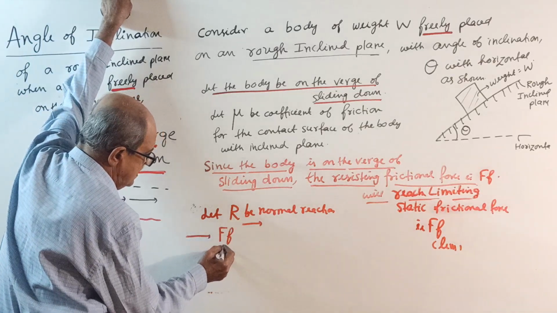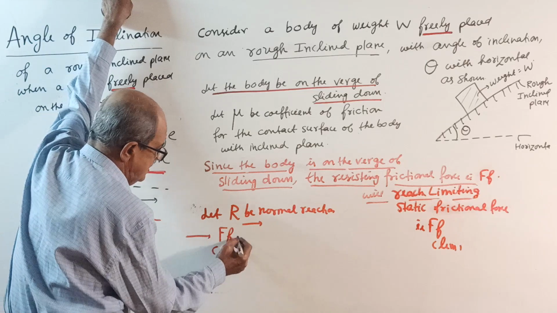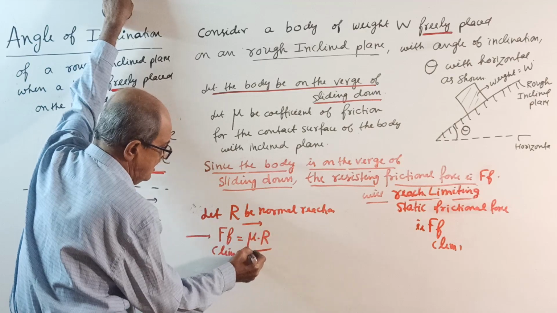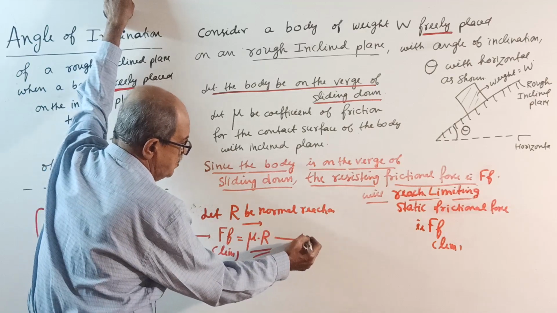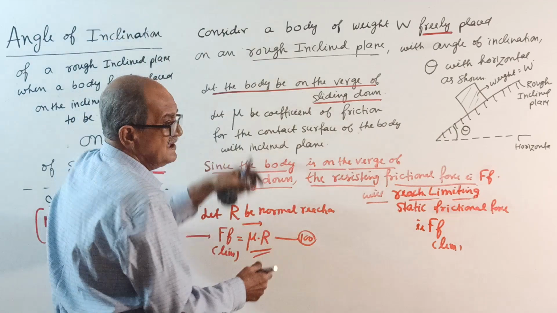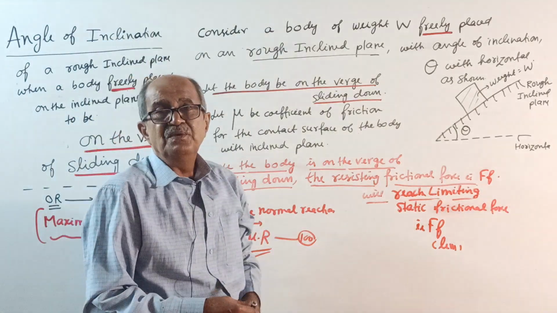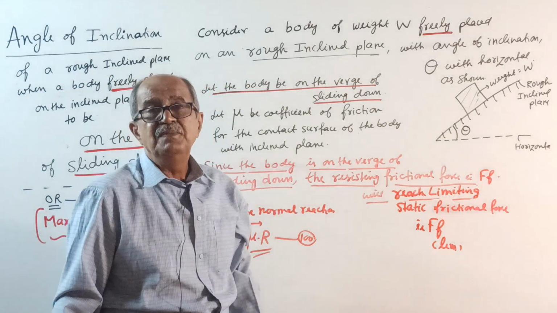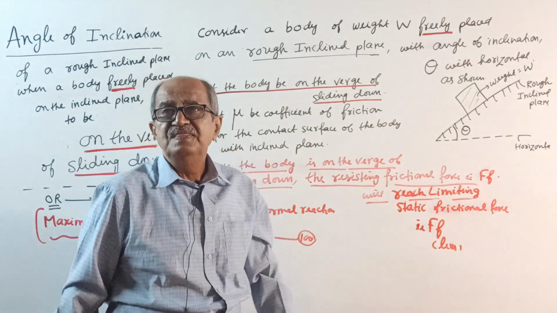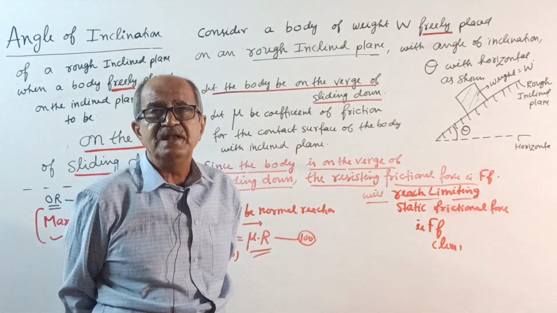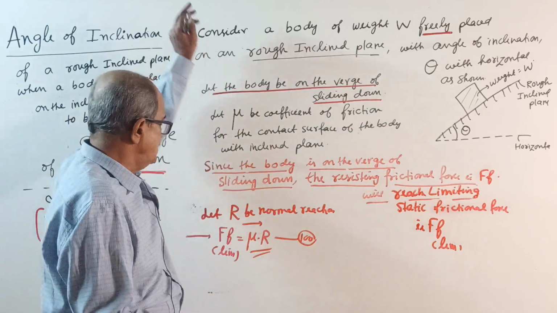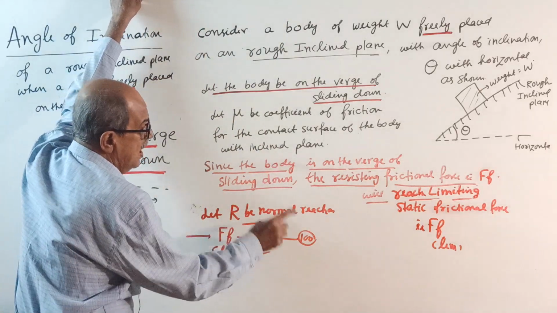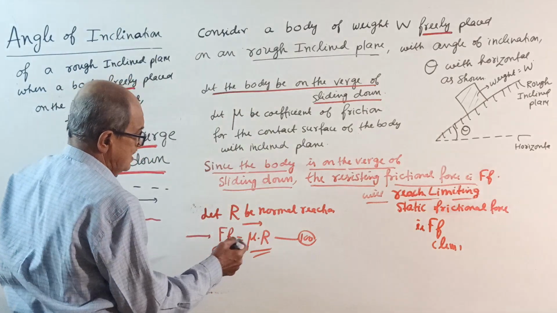Then we know that Ff limit, the limiting frictional force, equals mu into normal reaction R. Already more than 100 times it is explained. If the body is stationary, then Ff is not equal to Ff limit. It will be less than mu R. So the limiting Ff limit will be equal to mu into R.